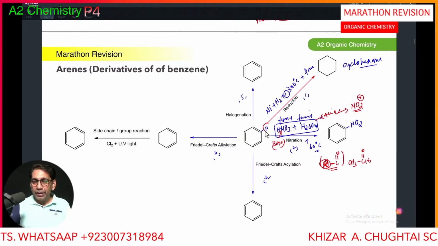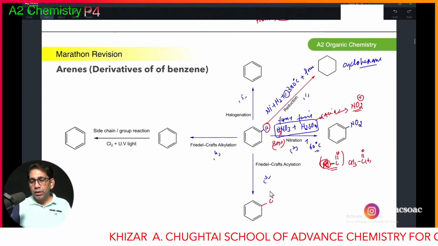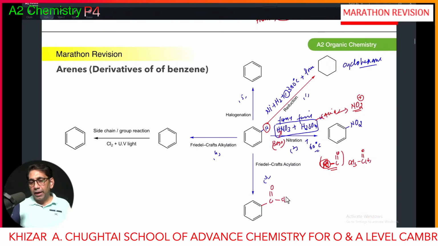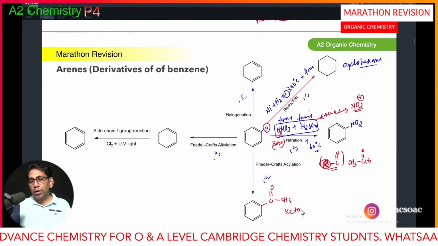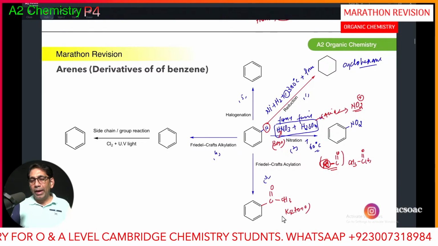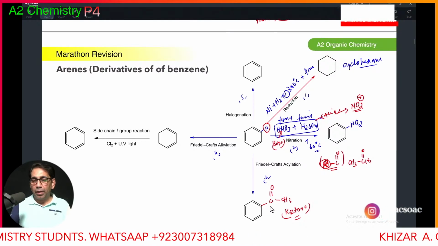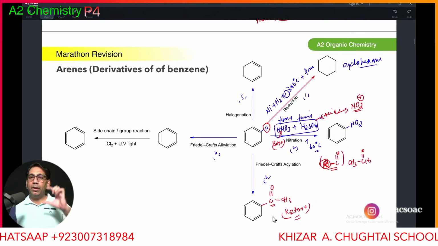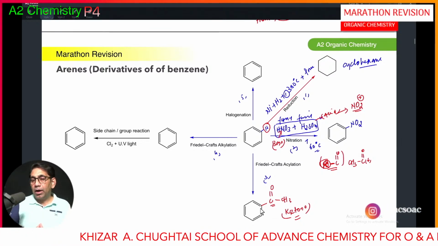Just as a replacement, by removing hydrogen, we can introduce this group like that. So we have made it a ketone. This is an aromatic ketone: three consecutive carbons, and the middle carbon has a carbon-oxygen double bond. So this is called Friedel-Crafts acylation.